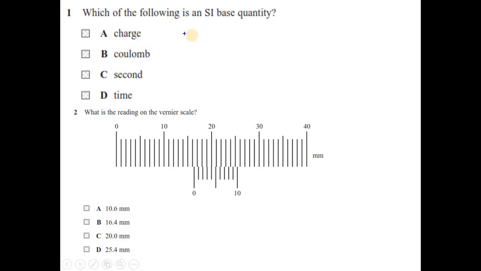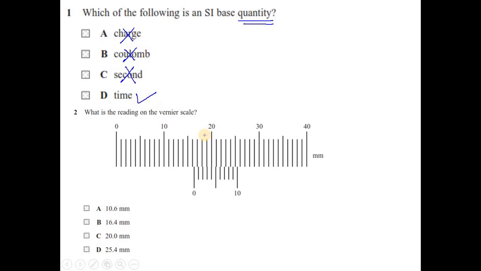Which of the following is an SI base quantity? A typical question regarding quantities and units. You need to find the SI base quantity. Now if you see the choices, charge and the coulomb are not SI base, they are SI derived quantities and units. Second and time are both SI base, but they are asking you for the quantity, not the unit. So second is an SI base unit, so it's not the choice.